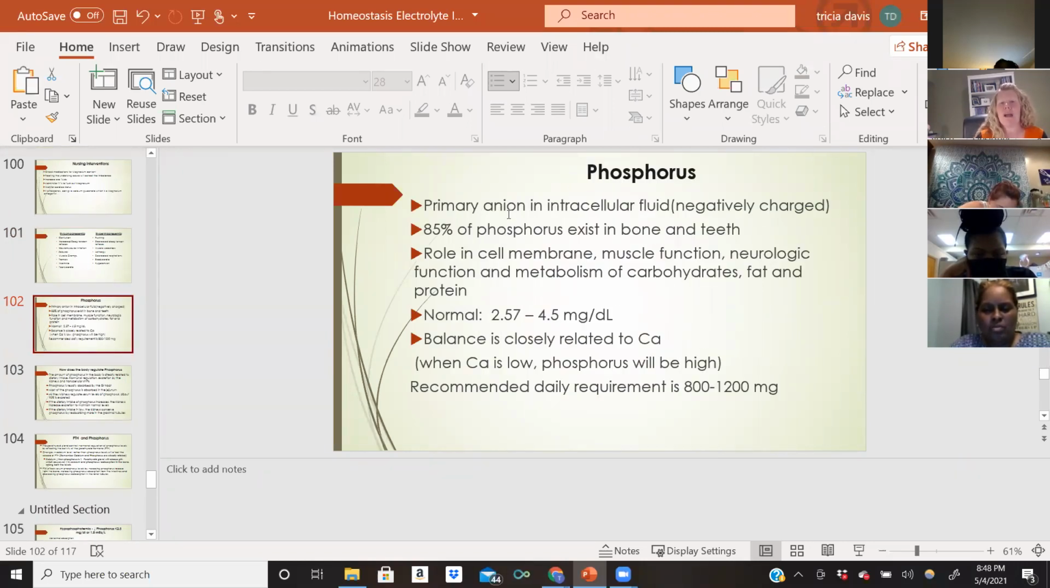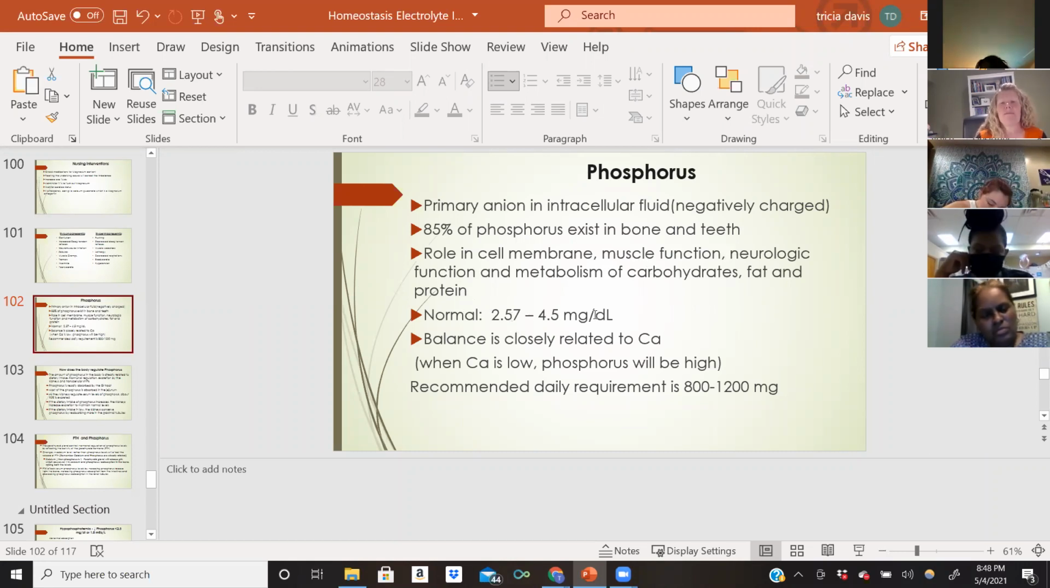Phosphorus is the primary anion in the intracellular fluid. It is negatively charged. 85% of our phosphorus exists in bone and teeth, plays a role in cell membrane function, muscle function, neurologic function, and the metabolism of our carbohydrates, fats, and proteins. The normal value is going to be 2.57 to 4.5.